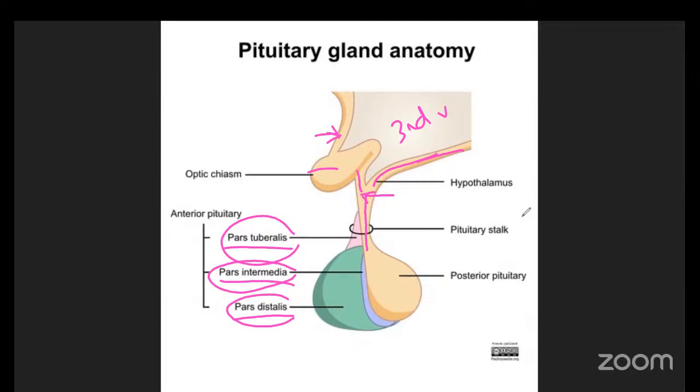And pars intermedia is something that is vestigial in humans. It does not end up forming any significant structure, whereas pars distalis forms the anterior pituitary that we all know of. Hence, when we discuss pituitary adenomas, we automatically mean that they are the tumors of anterior pituitary, because the tumors of posterior pituitary are completely different.